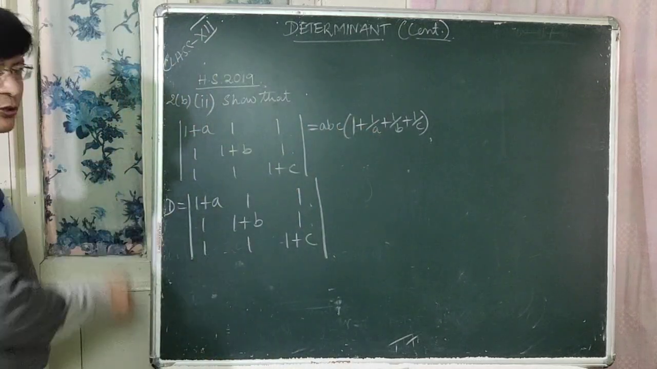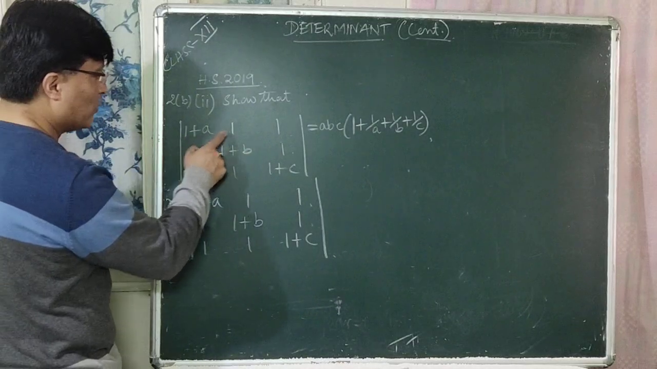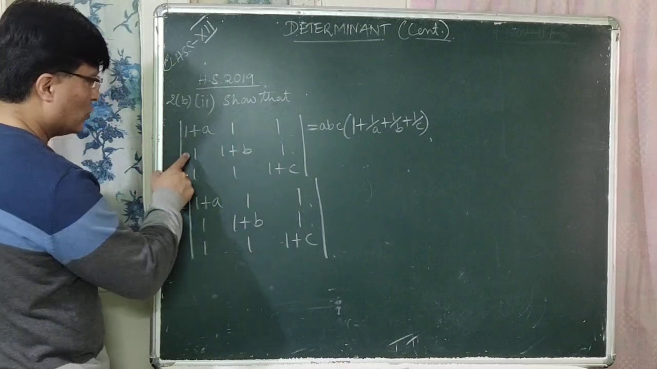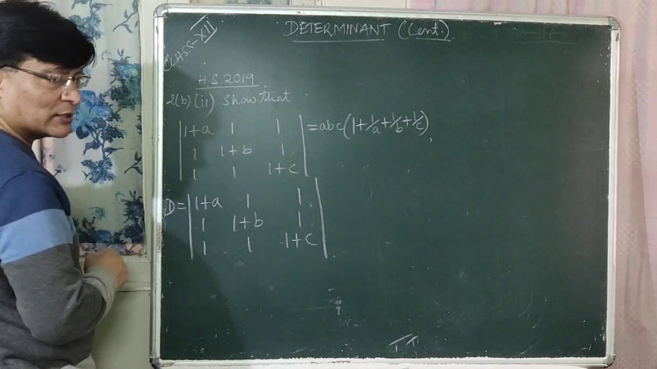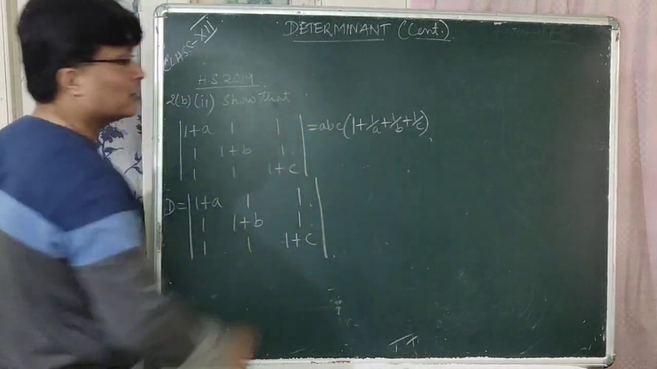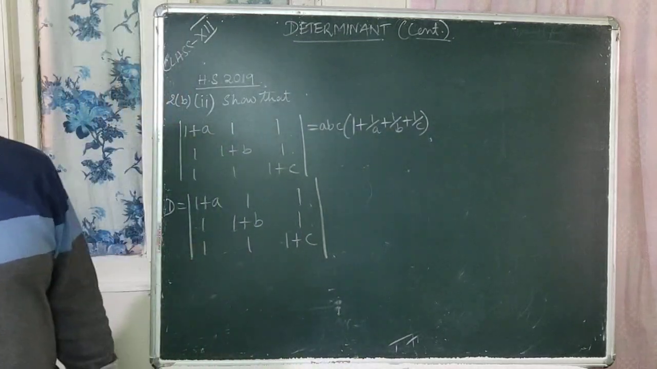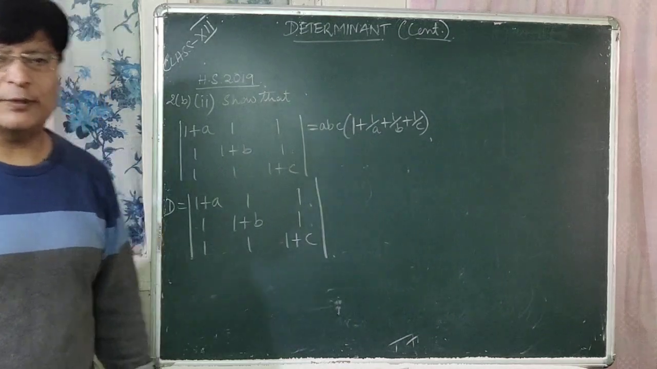Here also a third order determinant is given. What is the first row? First element 1 plus A, 1, 1. Second row 1, 1 plus B, 1. What is the third row? The first element 1, second element 1, and third element is 1 plus C. It is equal to, you have to prove, the expression ABC within bracket 1 plus 1 upon A plus 1 upon B plus 1 upon C.